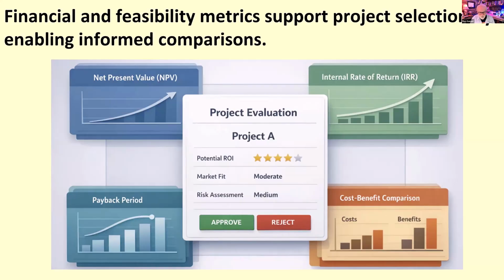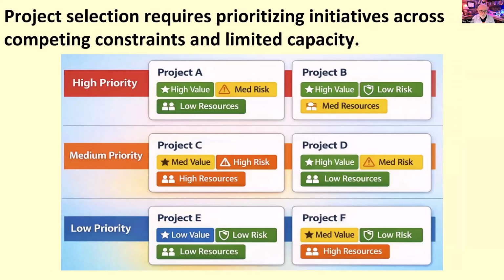So once we've evaluated these initiatives individually, we need to kind of step back and decide which combination of projects makes the most sense for our portfolio or for our organization. And so project selection requires prioritizing initiatives across the different competing constraints of limited capacity.